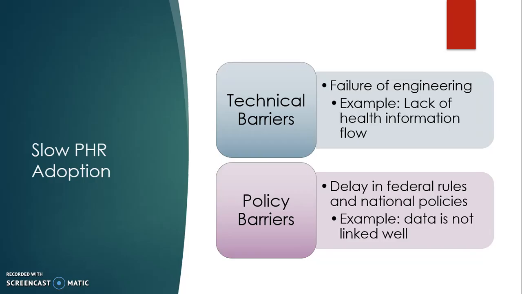Slow personal health record adoption. One of the barriers the authors point to are technical, which they say is due to a failure of engineering of the personal health record. The example of this failure they provide is the lack of information flow among multiple organizations. Because personal health records do not automatically receive data, the lack of automation is challenging to maintaining a personal health record.